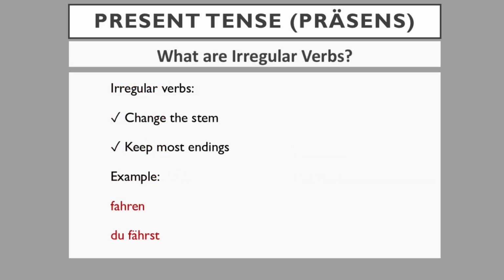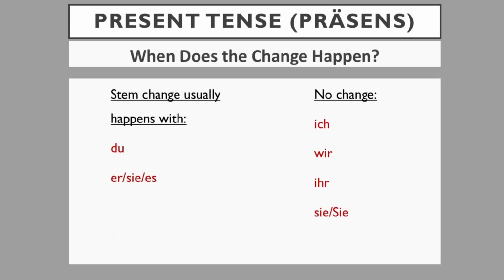Now let's look at irregular verbs. Some German verbs do not completely follow the regular pattern. The good news is that the endings usually stay the same. The main difference is that some spelling changes at the verb stem, especially with du and er, sie, es.